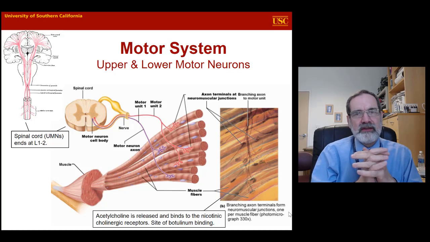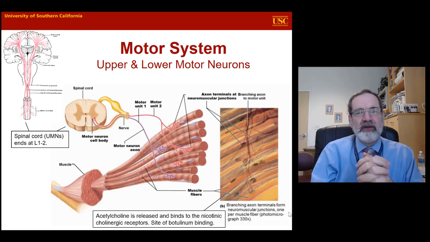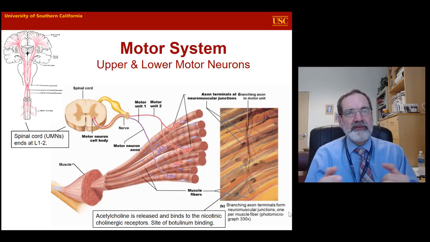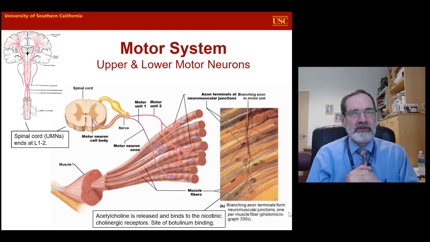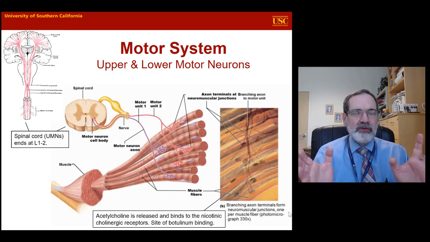How does our motor system, which controls our muscles, work? Okay, so in the upper left-hand side of the slide is a quick schematic of the brain, the motor cortex sending fibers down to the brainstem and on into the spinal cord.